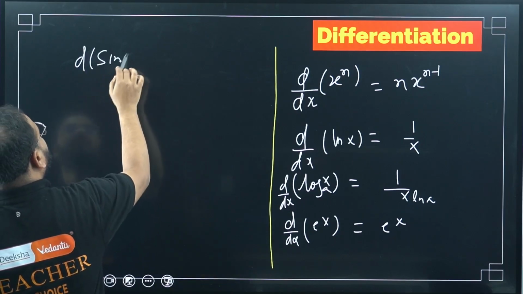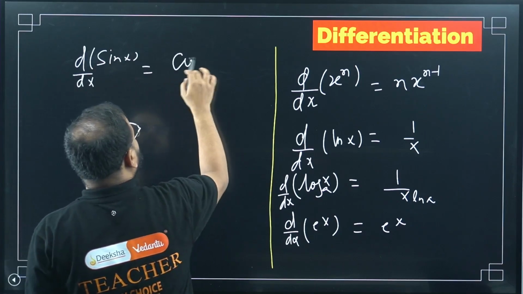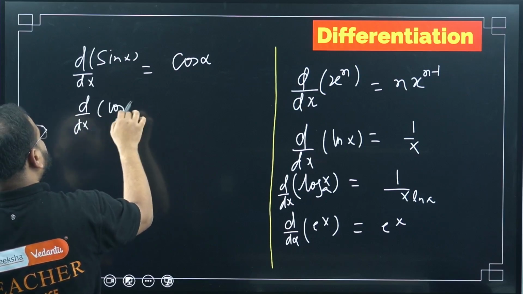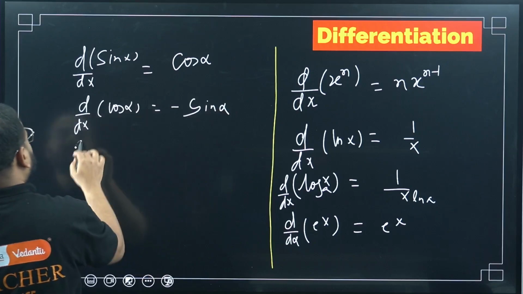d by dx of sin x. How much is this? Tell me. So it is going to be cos x. What is it for cos x? For cos x it is going to be minus sin x. Okay. What about tan x?